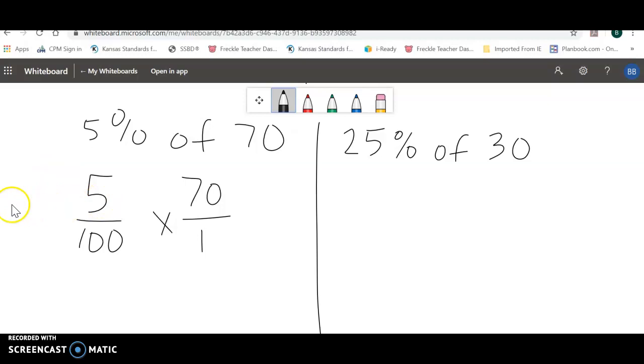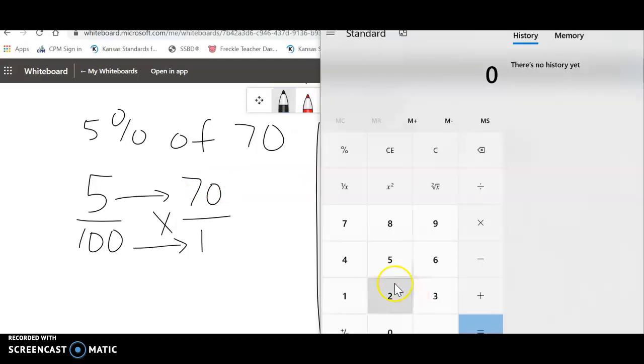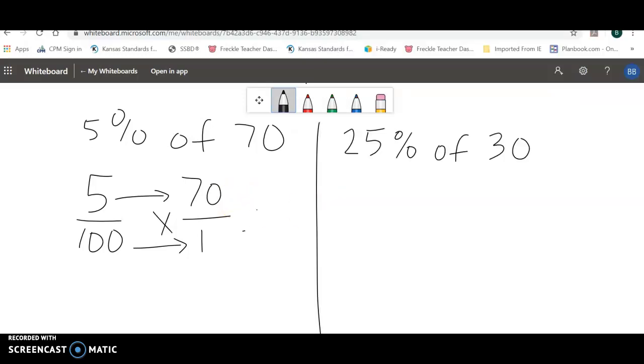So the way you multiply fractions is you multiply the top and the bottom. So you're going to multiply the top numbers and then multiply the bottom numbers. The top, your numerators here, so 5 times 70. You might have to use a calculator. You can use one on your computer. 5 times 70, I get 350. So 350, and then 100 times 1 is 100.